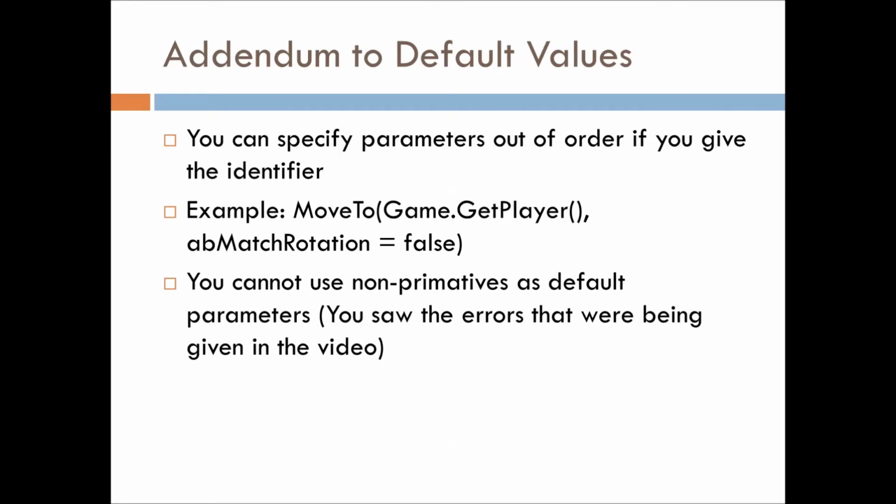And then as we saw earlier with the compile errors, you cannot use non-primitives such as object references, actors, and such as default values, unfortunately.